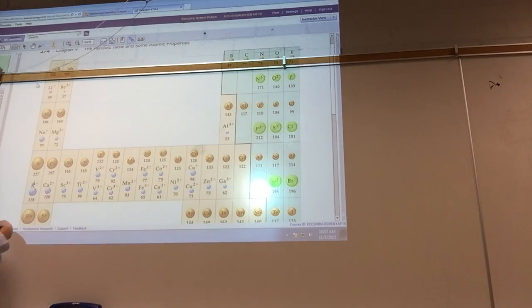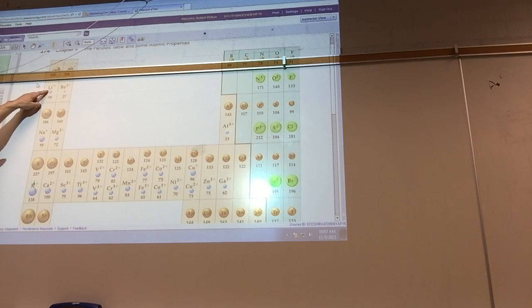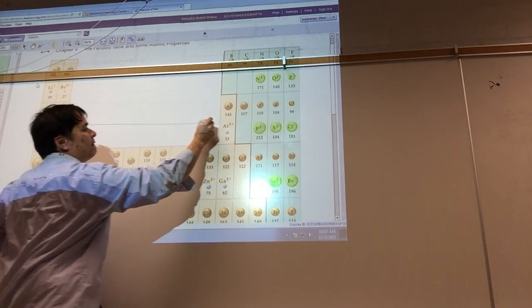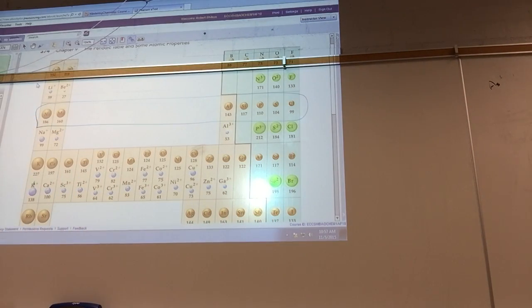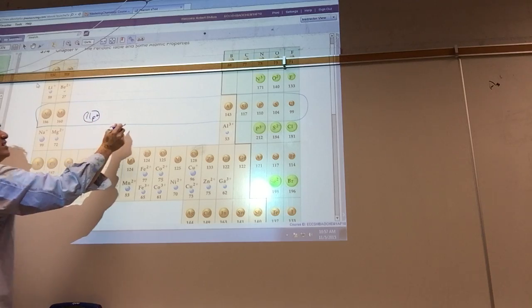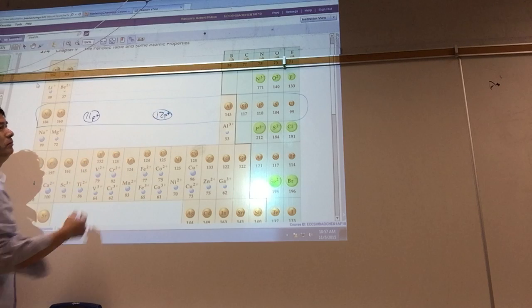Let's pick the third period here. Let's take a look at this one. And so what's the difference between sodium and magnesium? Well, first let's look at how many protons sodium has. Sodium has 11 protons in the nucleus. Magnesium has 12 protons in the nucleus.